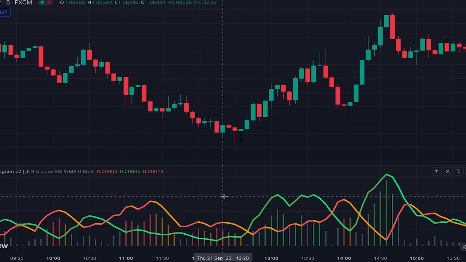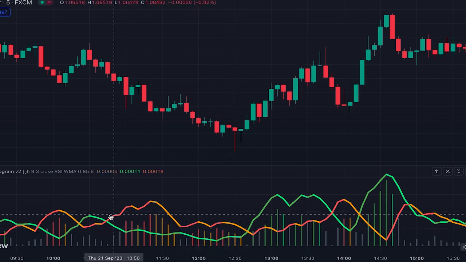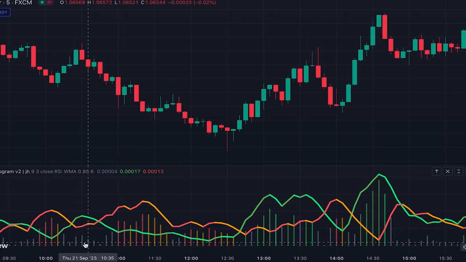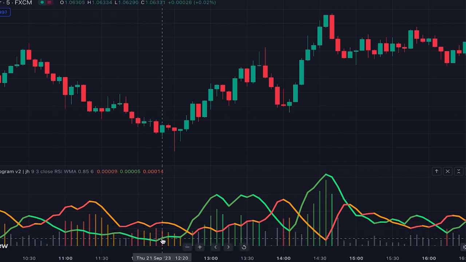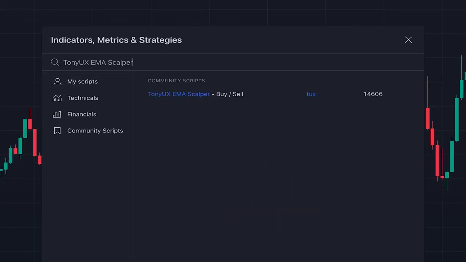This indicator is a very powerful tool for evaluating the strength of the movements in the market, especially suitable for lower time frames by providing buy-sell signals based on these two lines crossovers, and also giving us information on the strength of the movements individually by the help of these two lines, and also by the help of this histogram. It gives us information on the absolute strength in the market, so we can know when the market is flat by having gray color in the histogram, or when it's advancing or declining by having red or green color in the histogram. Alright, the second indicator is Tony UX EMA Scalper.